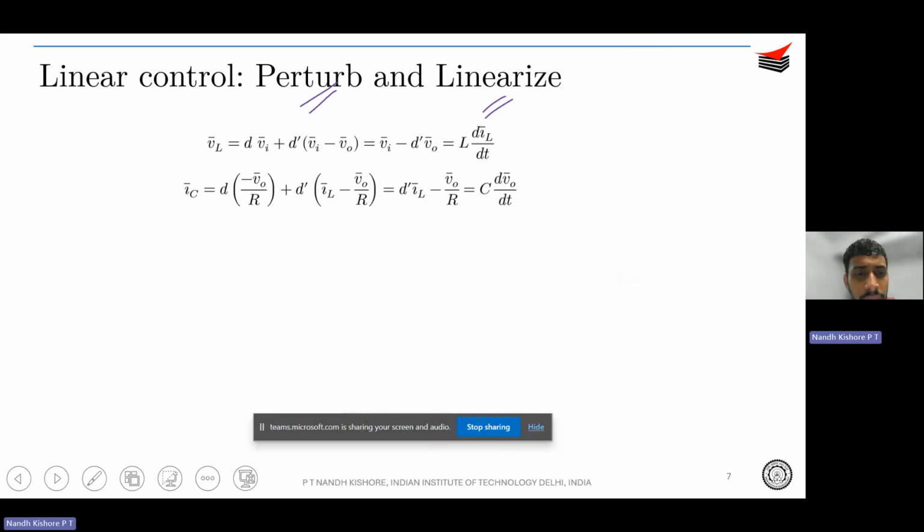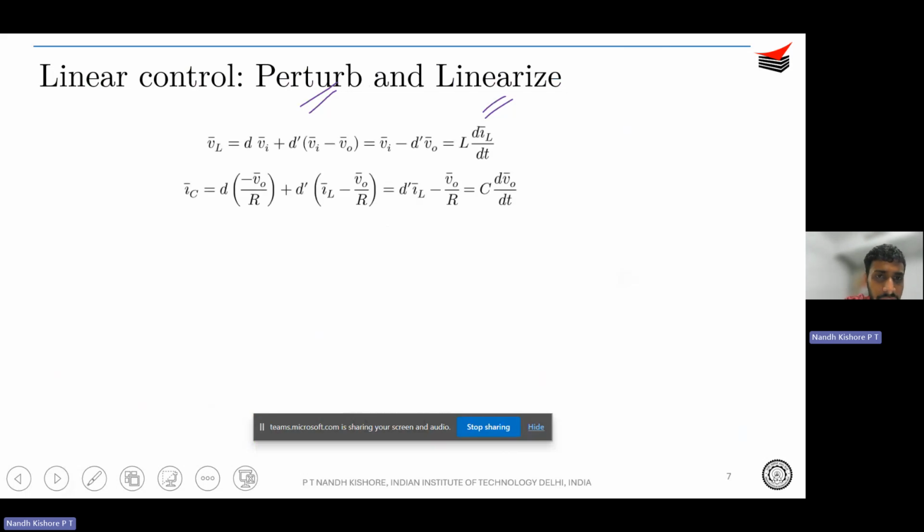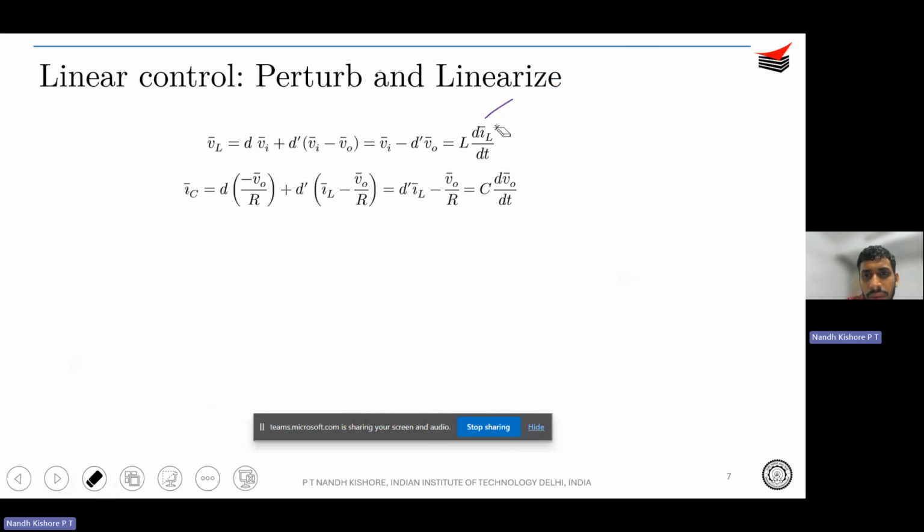So what we do is, you have these expressions which we just formed. You have your expression for the inductor voltage and the capacitor current, correct? So now what we do is a process called perturbation, right?